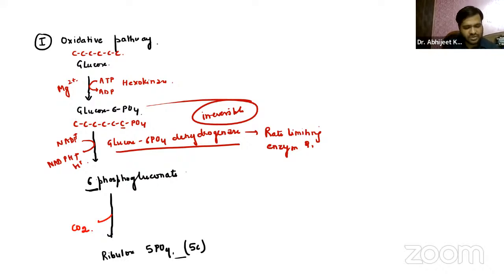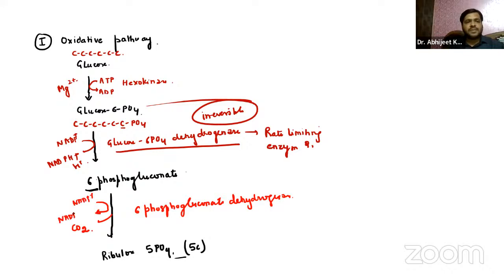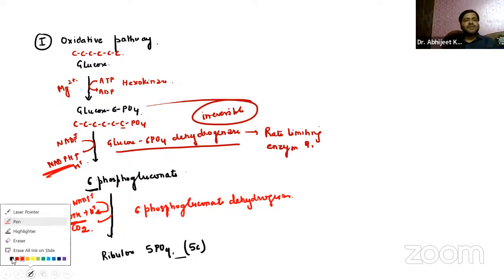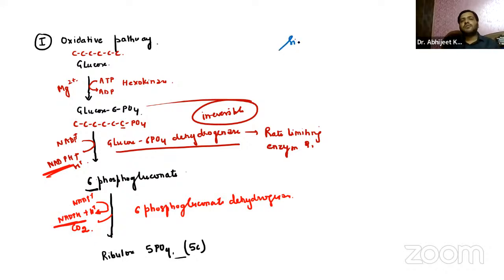6 से 5 कार्बन में एक CO2 चला गया. Okay, again the dehydrogenase will be there: 6-phosphogluconate dehydrogenase. And remember, again, whenever there is dehydrogenase, it is NADP plus. It will be forming NADPH plus H plus. So NADPH is formed, right? In this phase, NADPH is formed. Now, what is the significance of this NADPH?